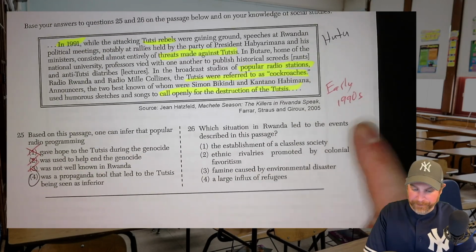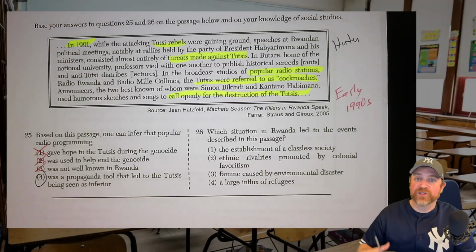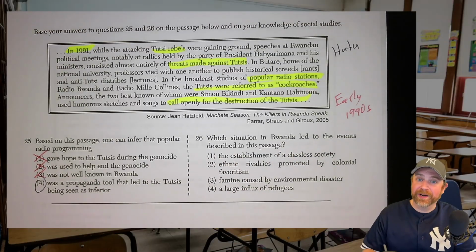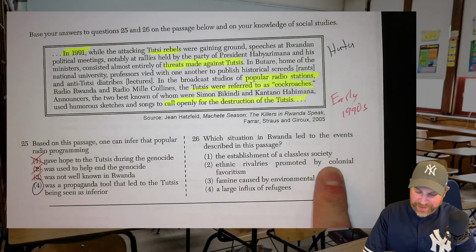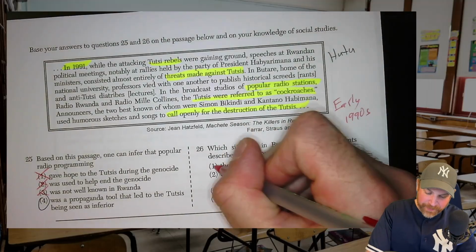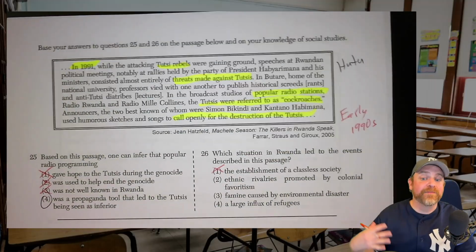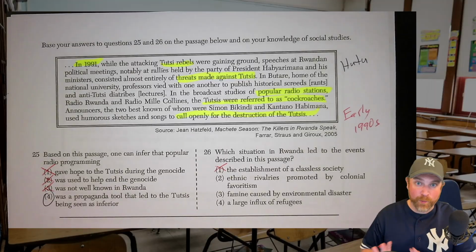This is a hard one here. Which situation in Rwanda led to the events described in the passage? So again, historical circumstances, right? What led to the genocide in Rwanda? The establishment of a classless society, that never happened in Rwanda, right? That's the kind of thing that happened in communist countries, or they attempted to have classless societies in communist countries. Rwanda was not one of those communist countries.